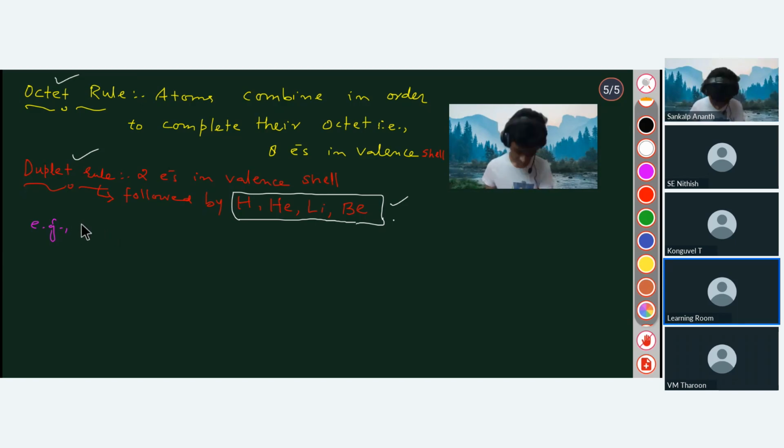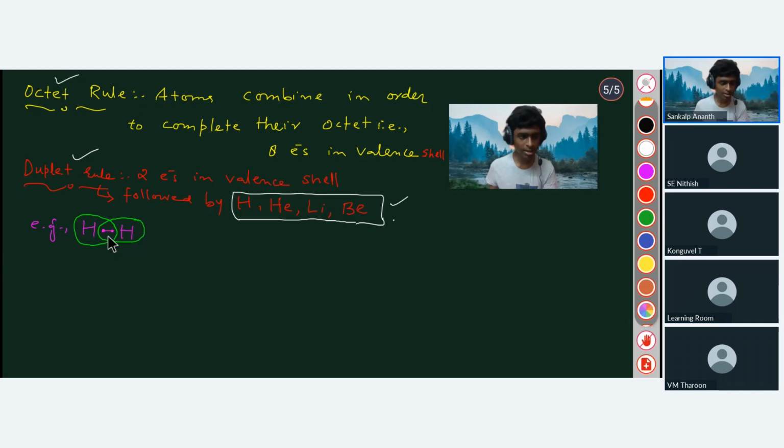For example, tell me how hydrogen actually exists. Hydrogen has only 1 electron, so it combines with another hydrogen. So that means it is mutual sharing, giving H2. Now you can see this is a covalent bond, because it is formed by mutual sharing of electrons.